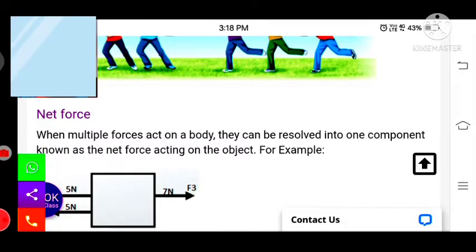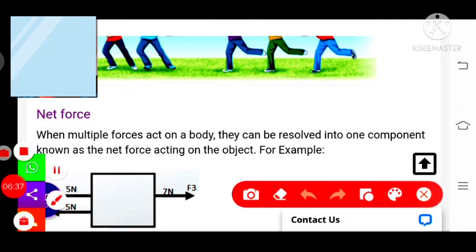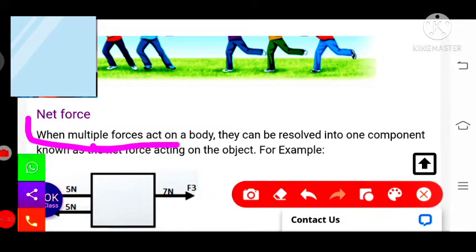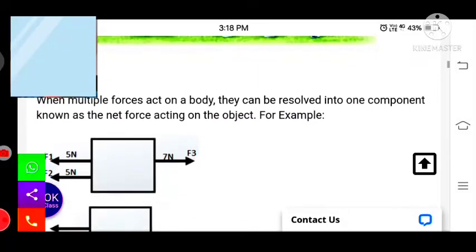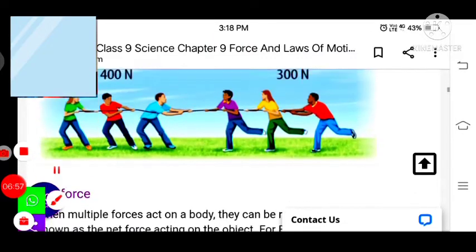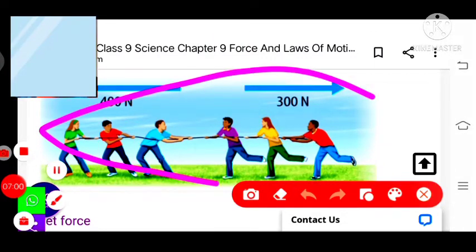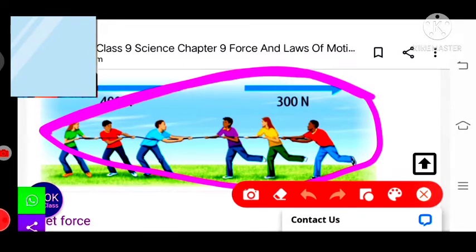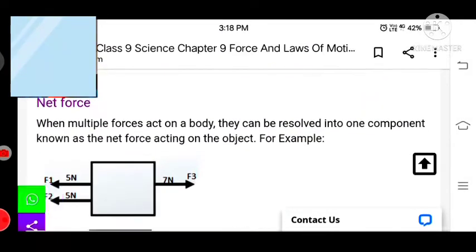So, net force. What is net force? When multiple forces act on a body, they can be resolved into only one component, known as the net force acting on an object. So what is net force? It means that when multiple forces, like in this picture, are applied on this rope or on this object, they can be resolved into one component known as the net force.